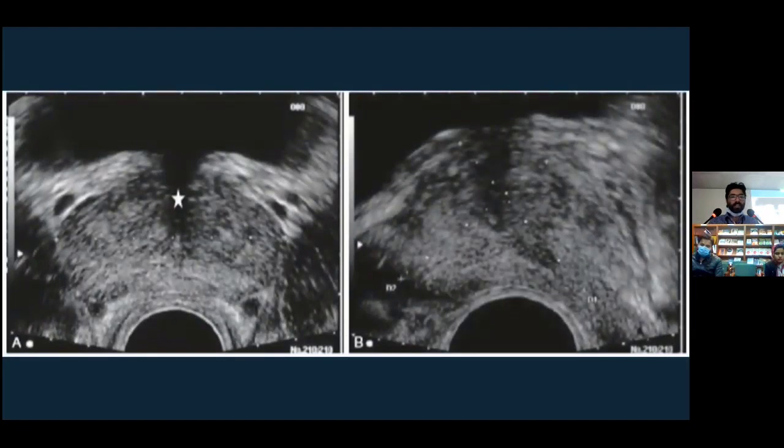So can anybody tell what planes these are? This in diagram 1 and 2. What are these views when we see in the TRUS? I think it would be difficult for everybody to understand, particularly the junior colleagues.